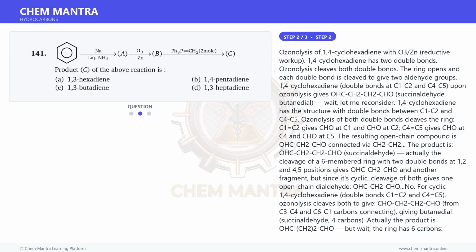Wait, let me reconsider. 1,4-cyclohexadiene has the structure with double bonds between C1, C2 and C4, C5. Ozonolysis of both double bonds cleaves the ring. C1=C2 gives CHO at C1 and CHO at C2. C4=C5 gives CHO at C4 and CHO at C5. The resulting open chain compound is OHC-CH2-CHO connected via CH2, CH2. The product is OHC-CH2-CH2-CHO, succinaldehyde.